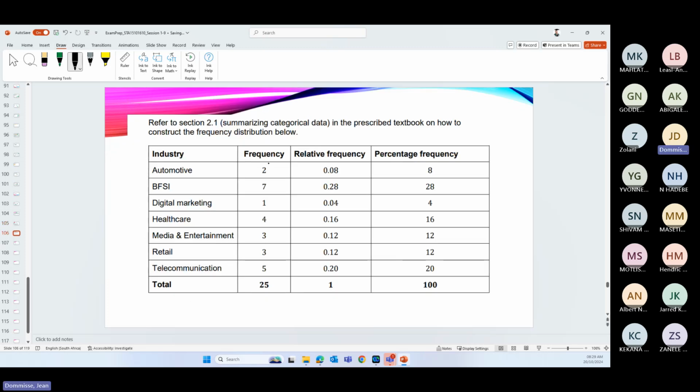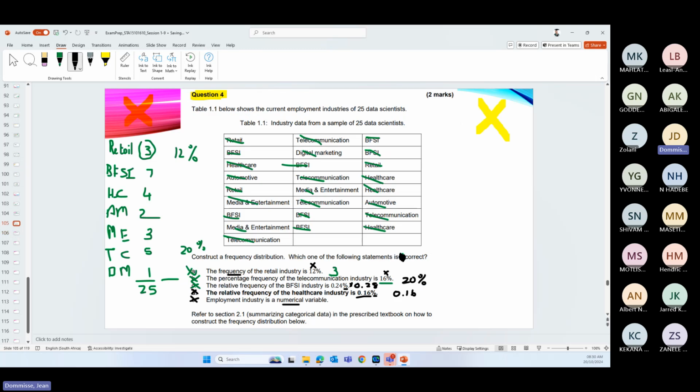And here, again, one can see that is how the frequency is. That is how the relative frequency is. So it is supposed to just be a decimal, and your percentage frequency is the one with a percentage.